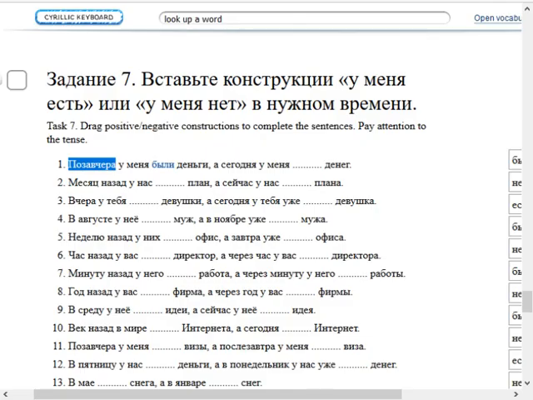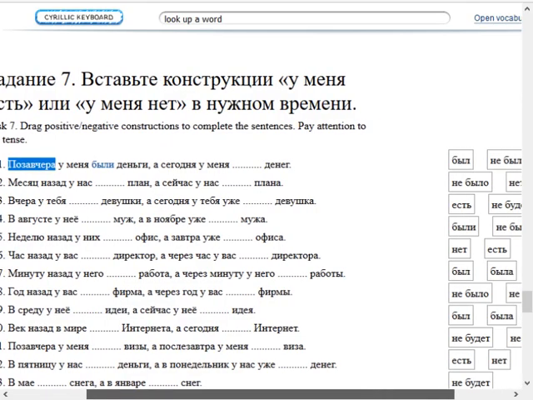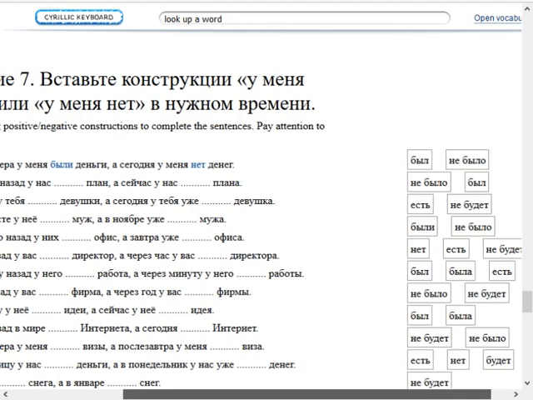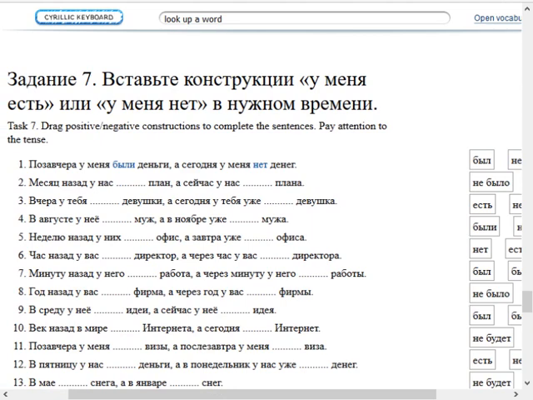So у меня были деньги, а сегодня у меня нет денег. And we know that it's no money because денег is the negative form. So day before yesterday, I had money, but today I have no money.